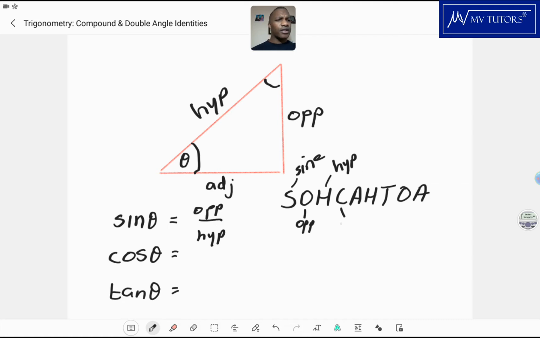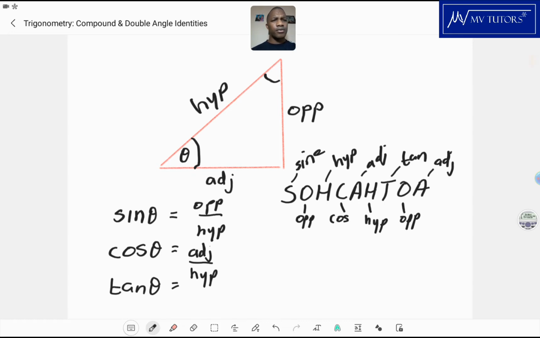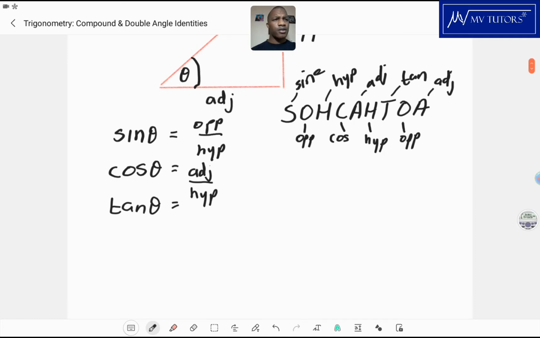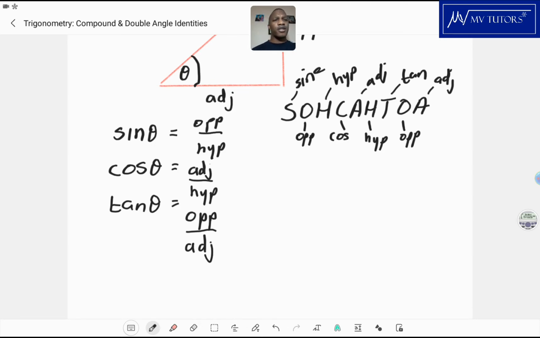So we can go and put there opposite over hypotenuse. Then this is cosine, that's adjacent. So cosine is adjacent over hypotenuse. Let's go ahead and write it: adjacent over hypotenuse. And then TOA, that's tan. That's opposite over adjacent. So tan is opposite over adjacent. Okay, so those are the very basics.